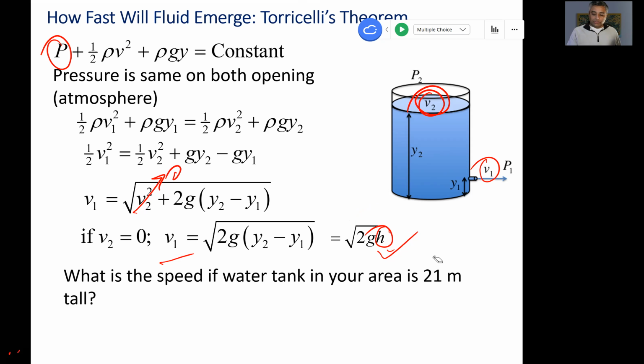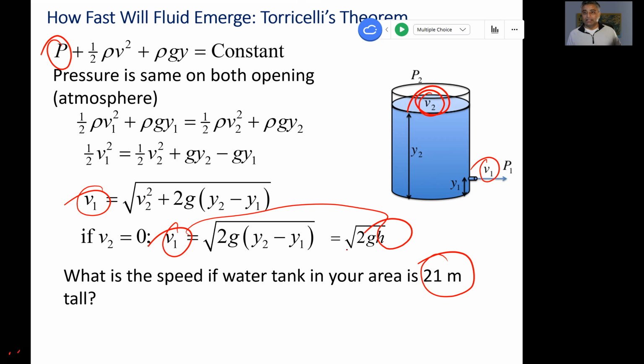So let's suppose our county or our area has a water tank that is 21 meters tall. How fast is the water going to come out of our faucet? We can calculate that. Or if you know the speed coming out of your faucet, somehow if you can find that speed, then you can tentatively tell the difference in height between your faucet and the water supply tank of your city. You can tell that, okay?